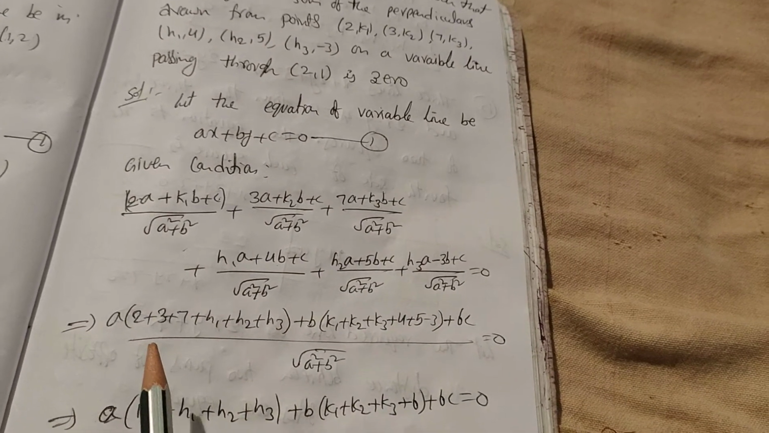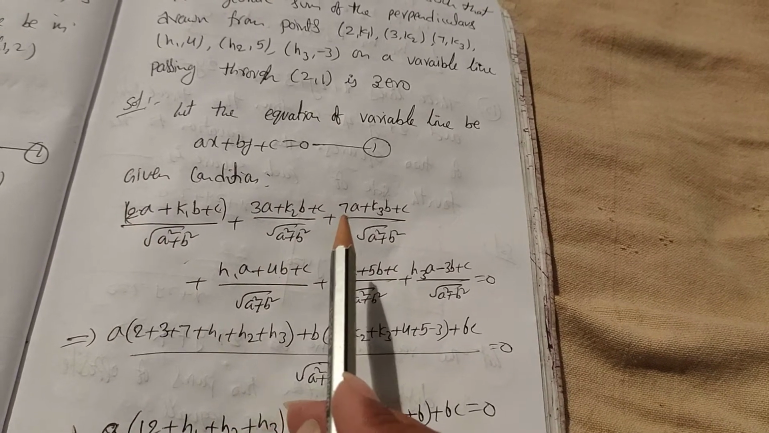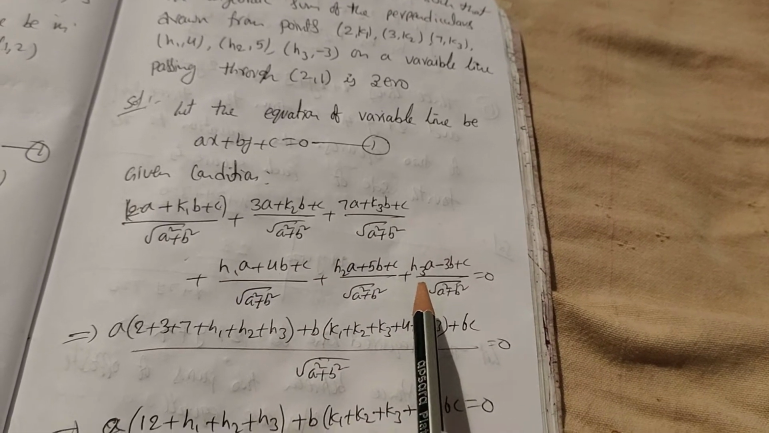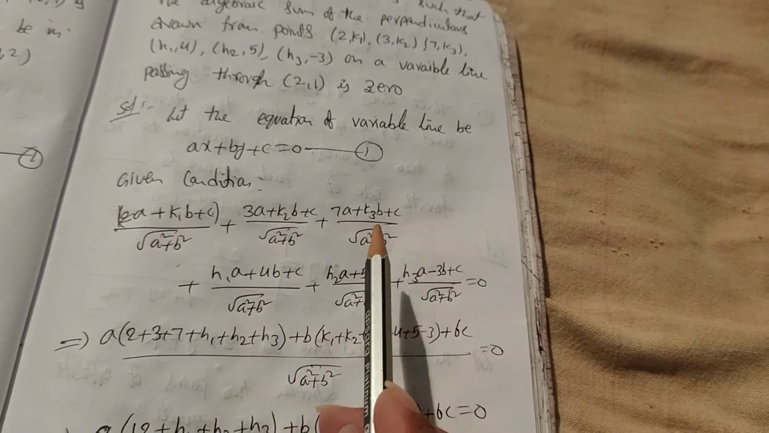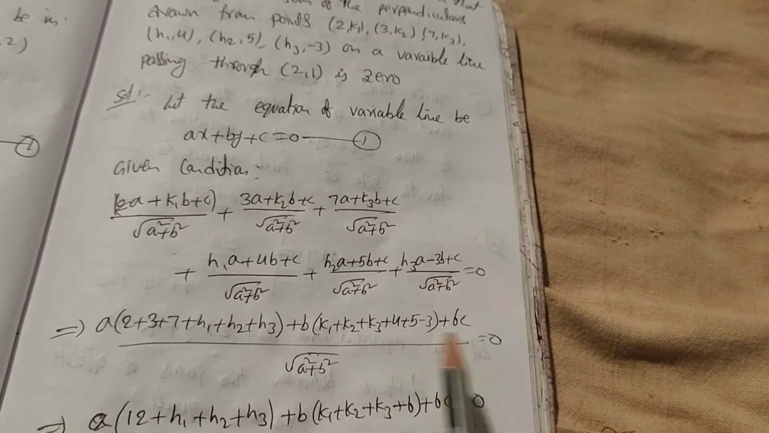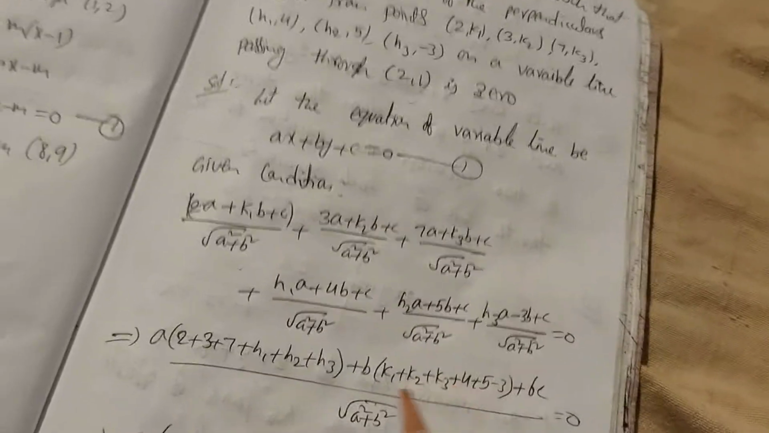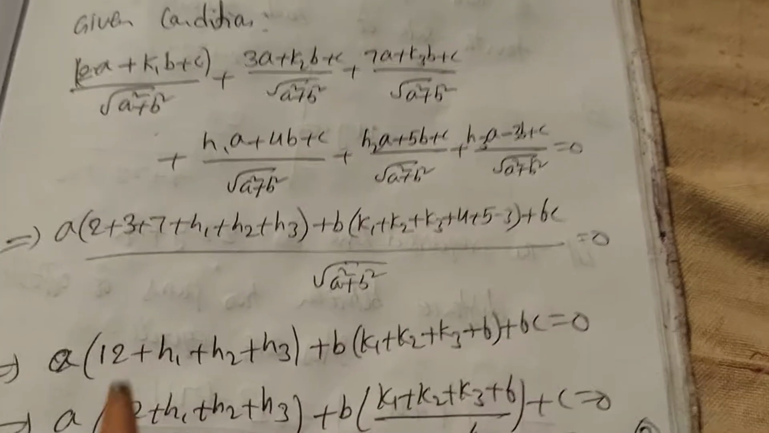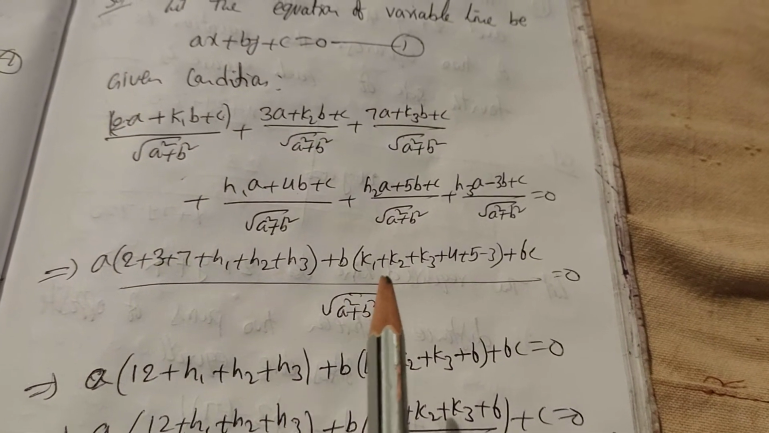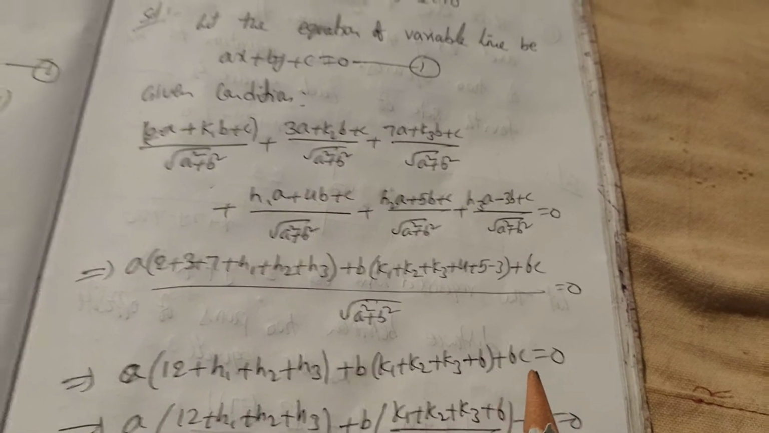So this implies, if you take a common, 2 plus 3 plus 7 plus h1 plus h2 plus h3, plus b of k1 plus k2 plus k3 plus 4 plus 5 minus 3, plus here 6 c's are there, plus 6c by root over a square plus b square, the LCM for all these terms, is equal to 0. So this root over a square plus b square transposed to right side gives 0 only. So here we have a into this is the 12 plus h1 plus h2 plus h3, plus b into k1 plus k2 plus k3 plus 6c is equal to 0.